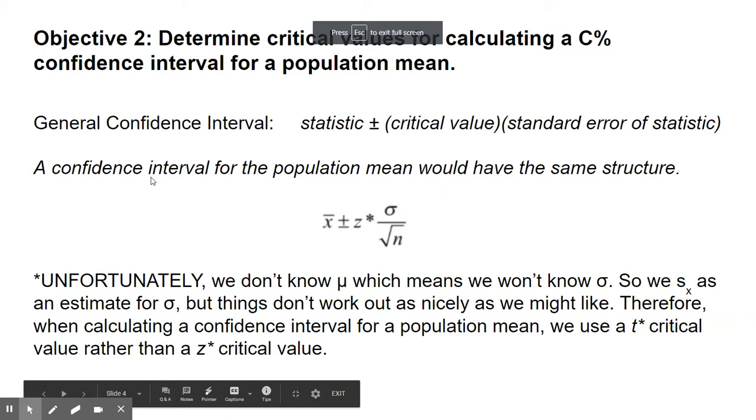All right, so objective 2. Now we're going to look at building this confidence interval. So the first thing let's talk about is the generic confidence interval formula.